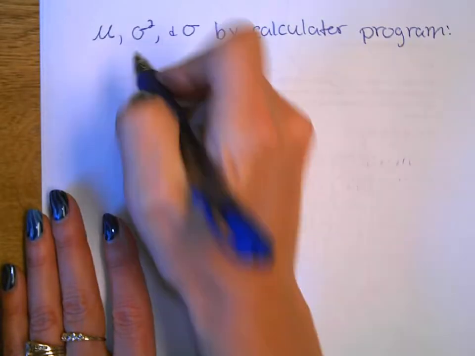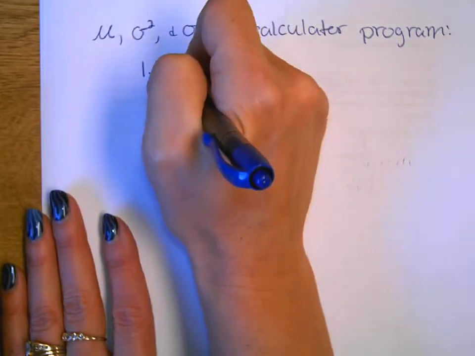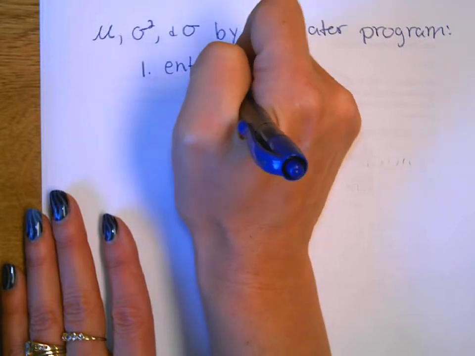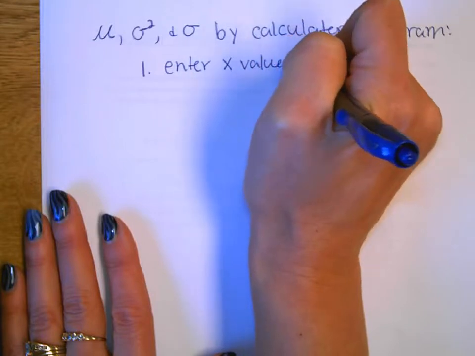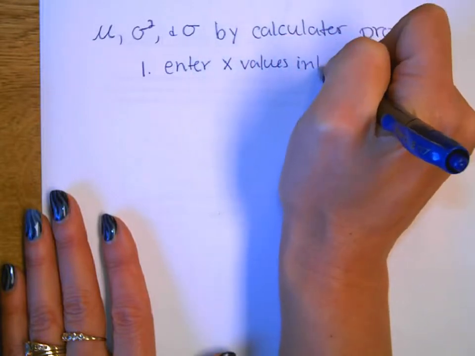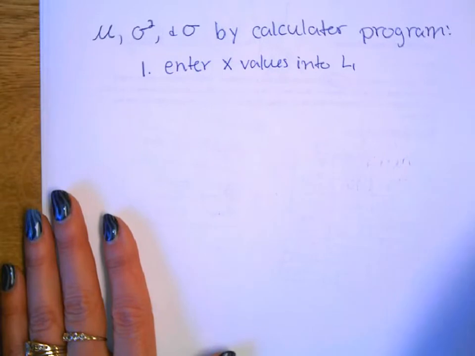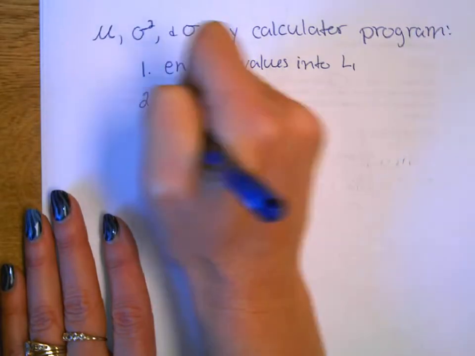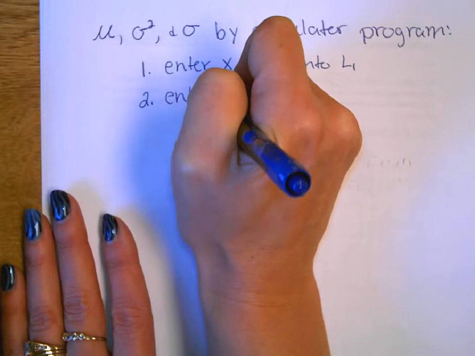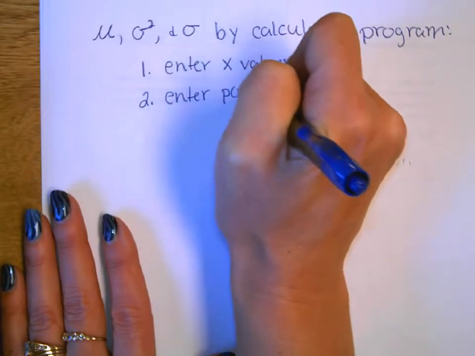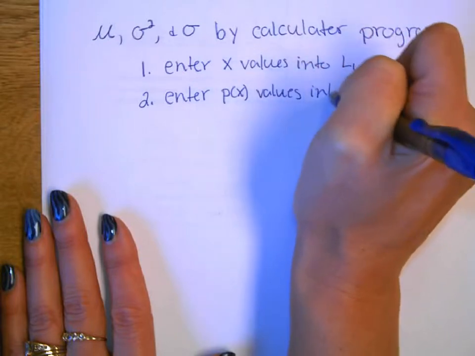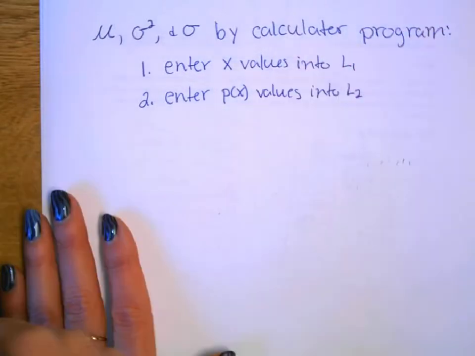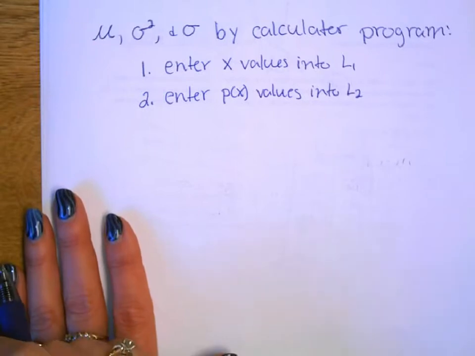Mean, variance of the program. You still have to use the list. You enter the X values into list 1, which we've already got done. Enter the probabilities into list 2, which we've already got done.